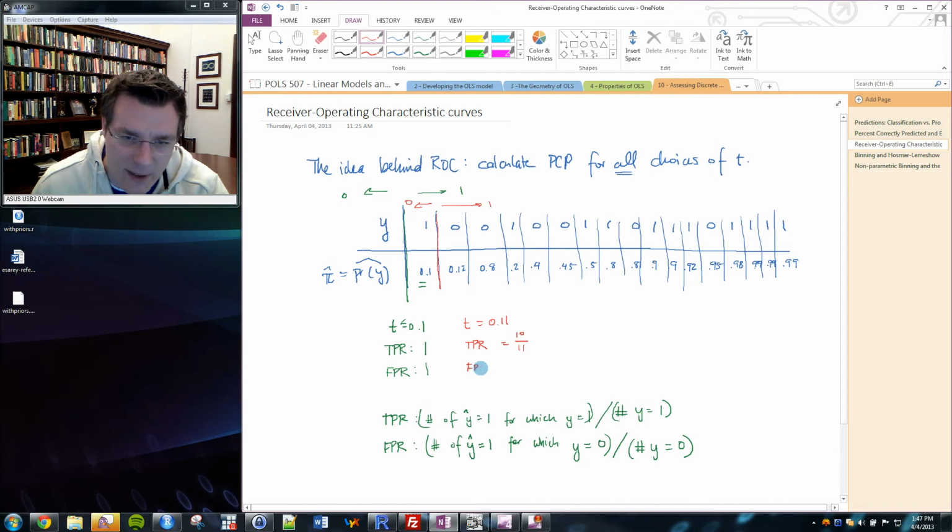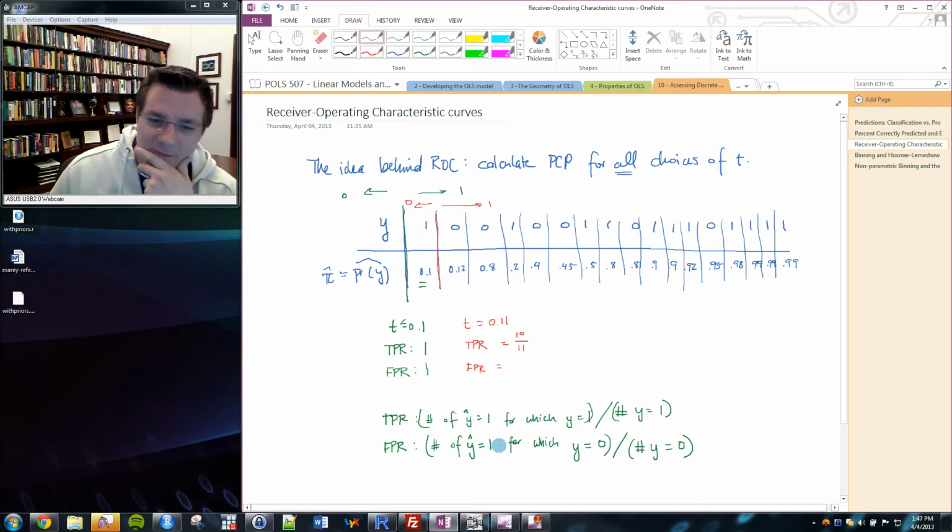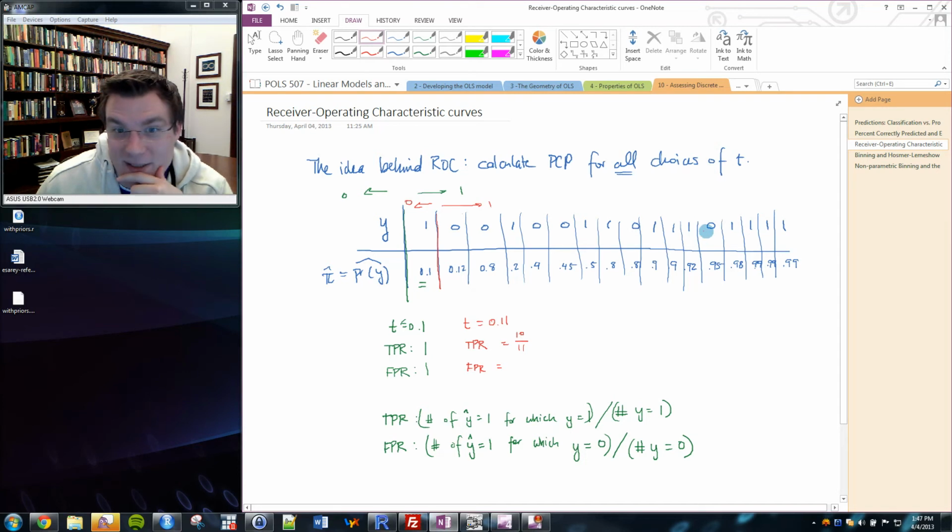The false positive rate, well, we've only got one case where we're classifying it as 0, and actually we're classifying it wrongly. So the number of y hat equal 1s for which y actually equals 0 is going to be basically all of the possibilities again. So we're going to have 1 again. So we've actually made our true positive rate worse, but kept our false positive rate the same.